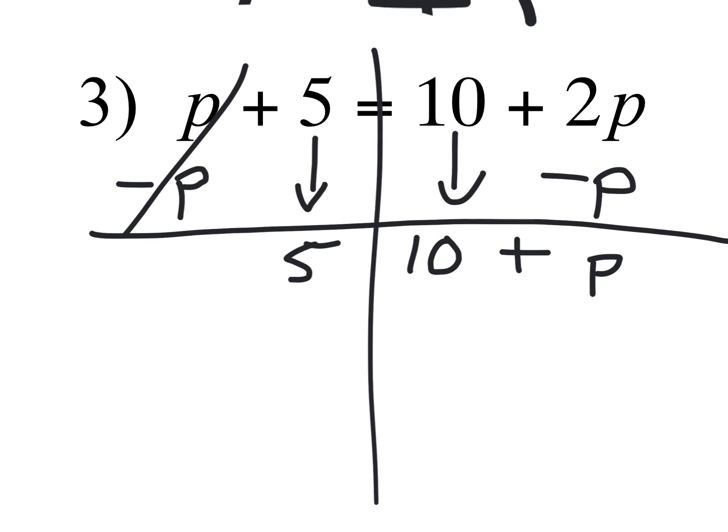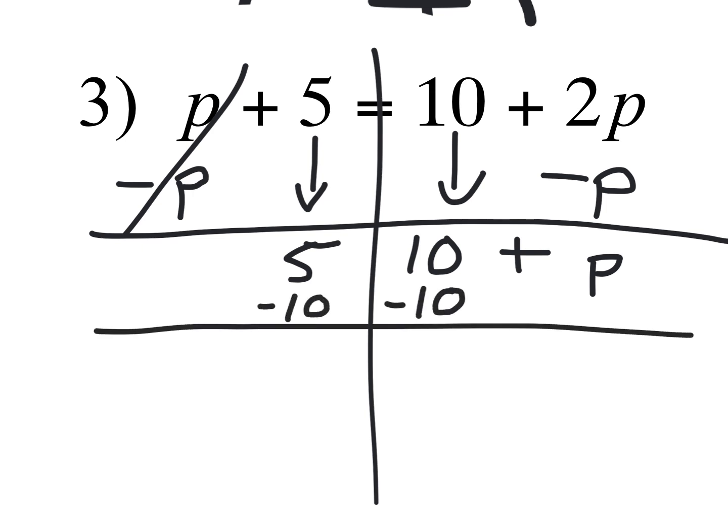And what is keeping the variable from being by itself? That would be the 10. So I'm going to subtract 10 from both sides. -5 is equal to p.